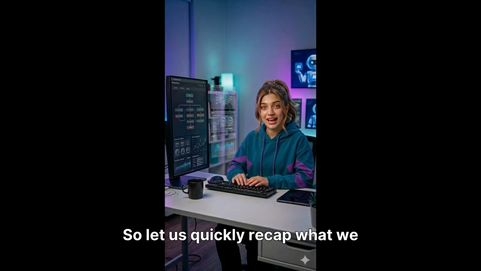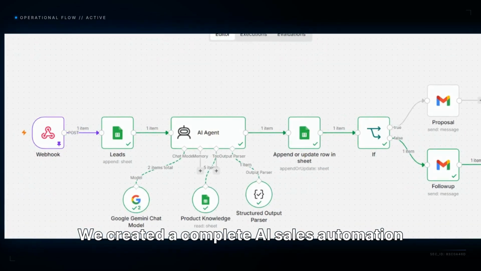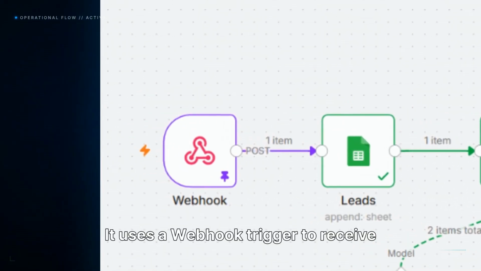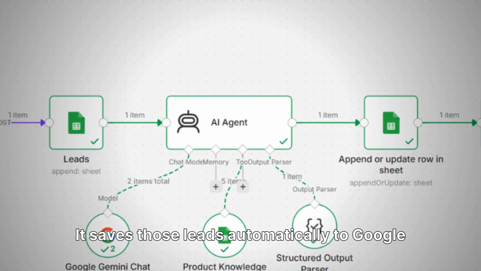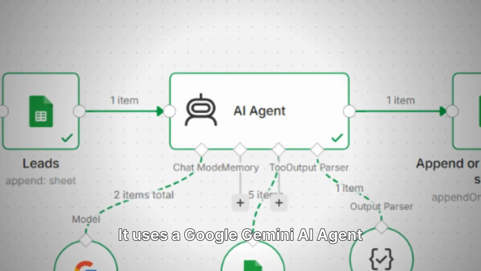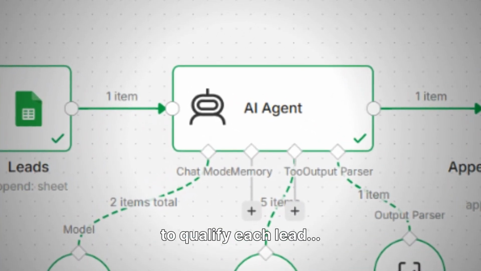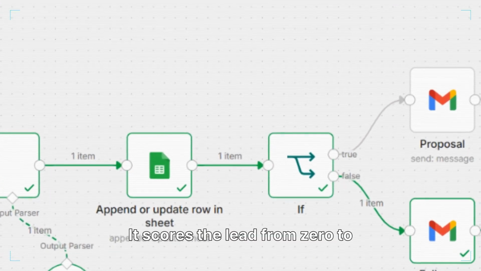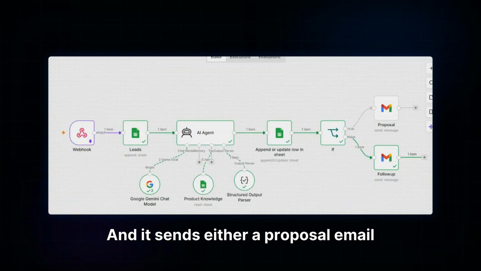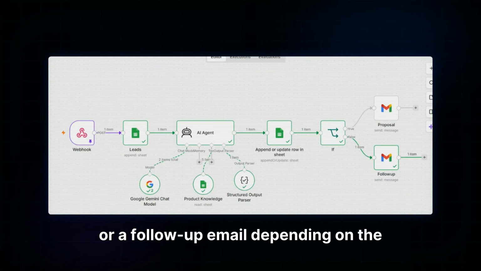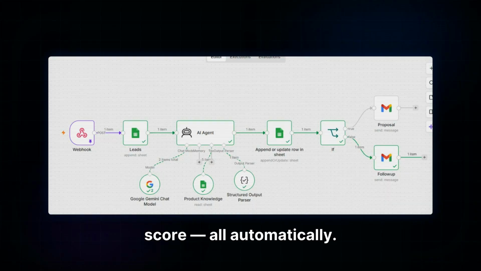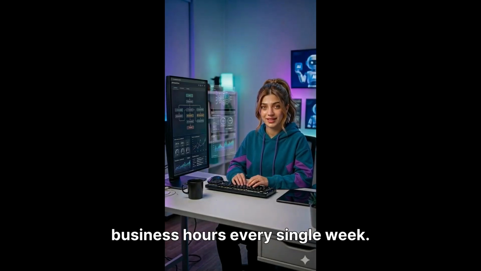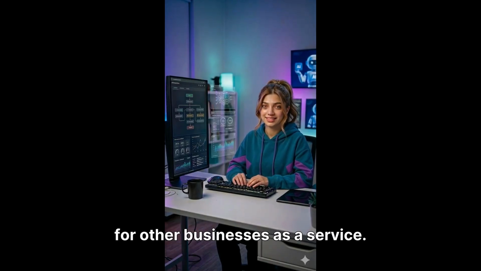So let us quickly recap what we just built together. We created a complete AI sales automation system in n8n. It uses a webhook trigger to receive leads. It saves those leads automatically to Google Sheets. It uses a Google Gemini AI agent to qualify each lead, recommend the right product, and generate a personalized proposal email. It scores the lead from 0 to 100, and it sends either a proposal email or a follow-up email depending on the score. All automatically. This kind of system can save a business hours every single week. And you can offer to build it for other businesses as a service.